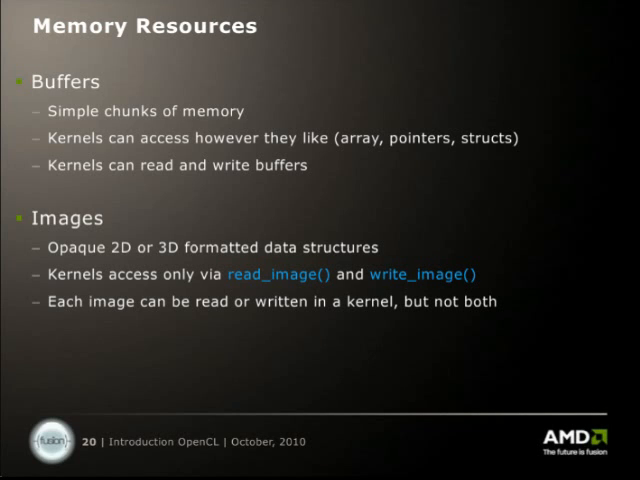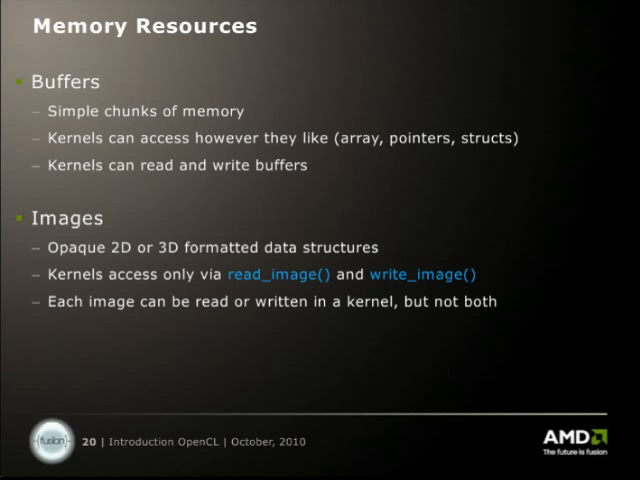And so buffers are simple chunks of memory. Kernels can access them however they like. They can be arrays or pointers or structs, so you can store user types in structs or unions. And kernels can read and write them. You can do full scatter-gather on those. Images, on the other hand, are opaque special types represented in hardware on the GPU. And within the kernel, with that restriction, you can only access them via the read image and write image accessor functions.